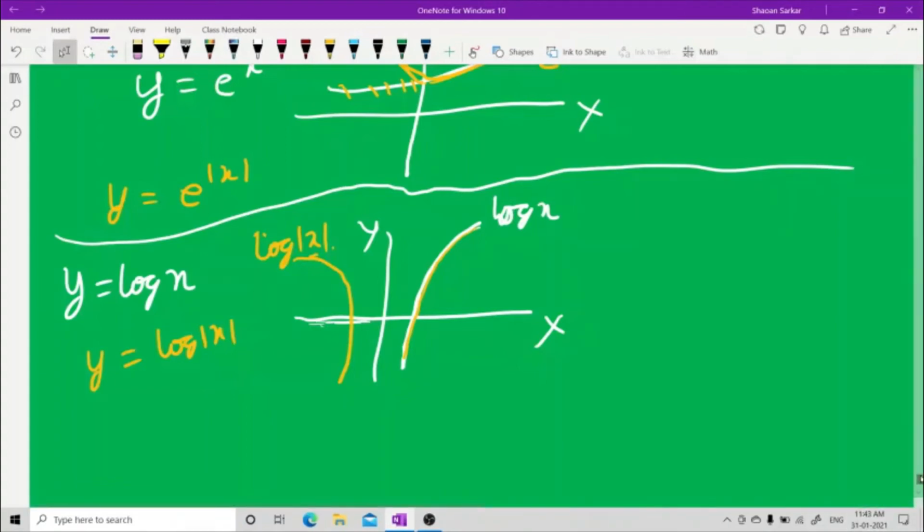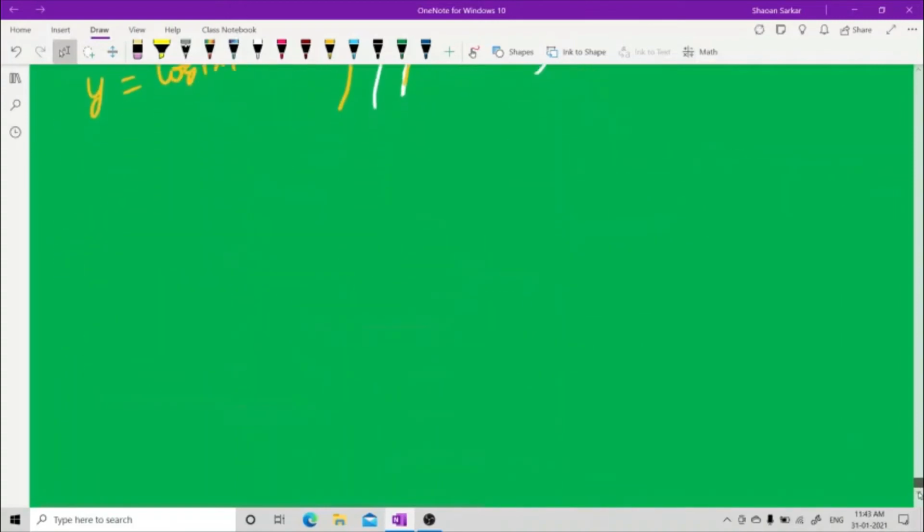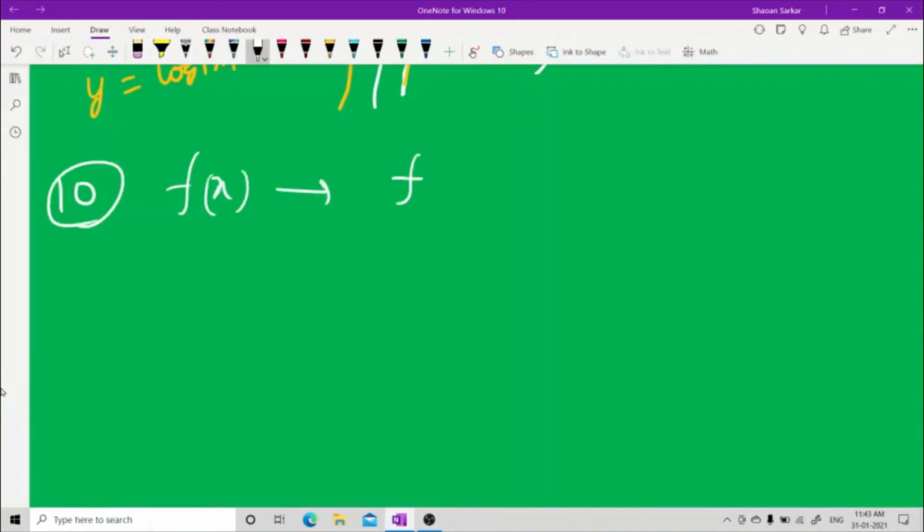Let us have one more, the 10th. Here f(x) is replaced with f(|x|), and then the whole thing has a mod. So what you do is that you have, suppose, a graph like this. Take f(x), some graph like this.